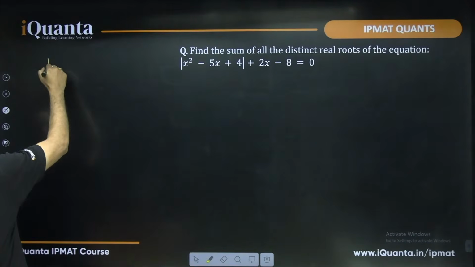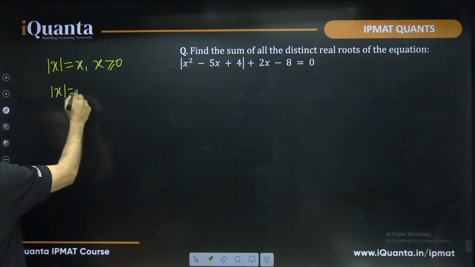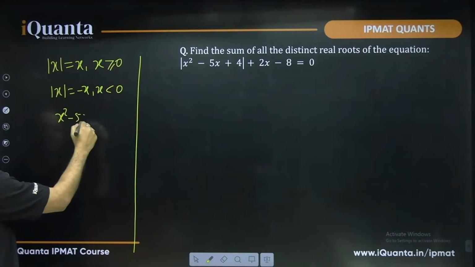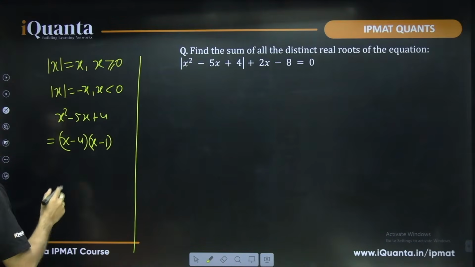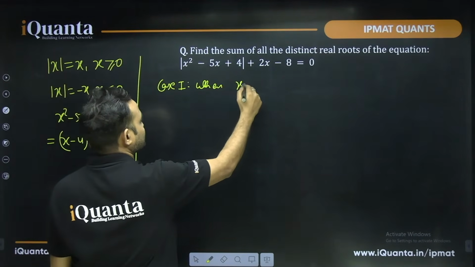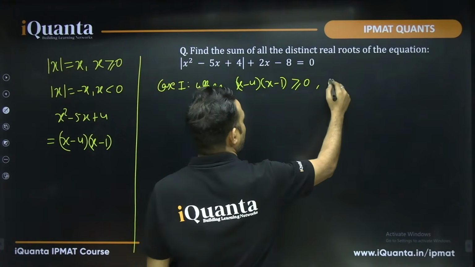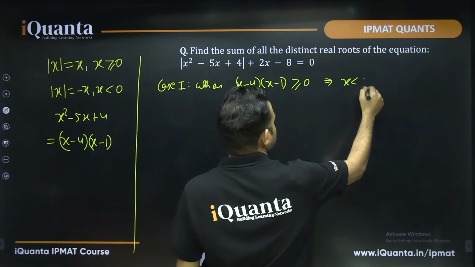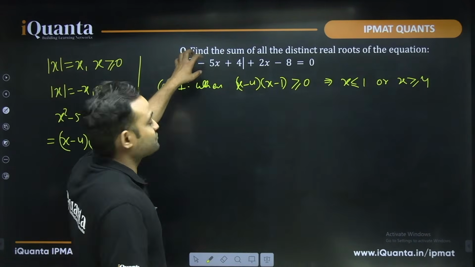What do we know about mod? That mod of x is equal to x if x is greater than or equal to 0. Mod of x is equal to minus x if x is less than 0. Now if you check this expression, x² - 5x + 4 is equal to (x - 4)(x - 1). This will be case 1 when (x - 4)(x - 1) is greater than or equal to 0, that means x is less than or equal to 1, or x is greater than or equal to 4. So in that case, this will come out as it is.